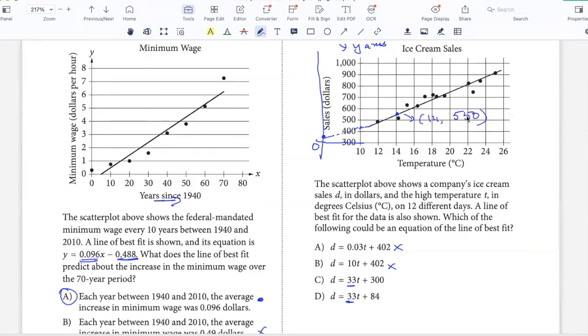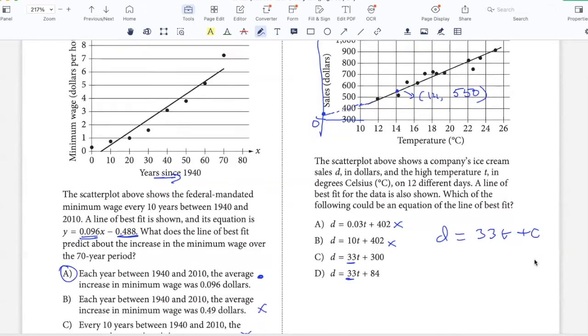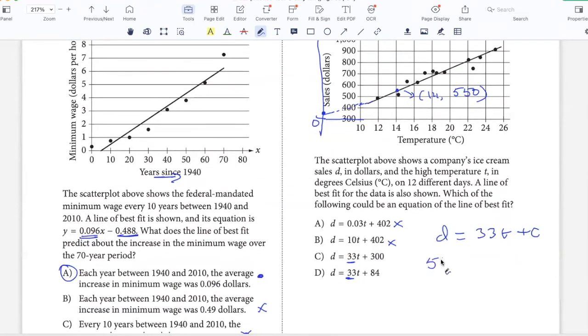So then I need to find the correct y-intercept. So I can say D is 33t plus C. So if I put D as 550, it is 33 into 14 plus C. This is 14. So that C would be 550 minus 14 into 3, 42, carry 4. 42 plus 4, 46. So C is 10 minus 2, 8. 14 minus 6 is also 8. Yeah, so my value of C is 88, which is obviously closer to 84. So D should be the equation.